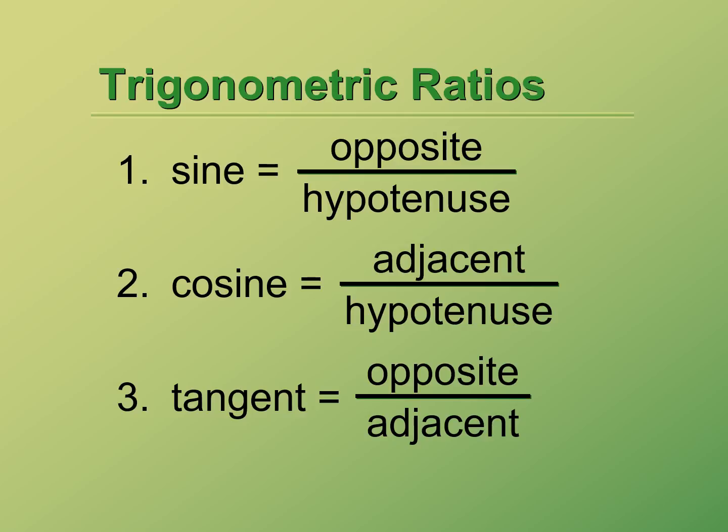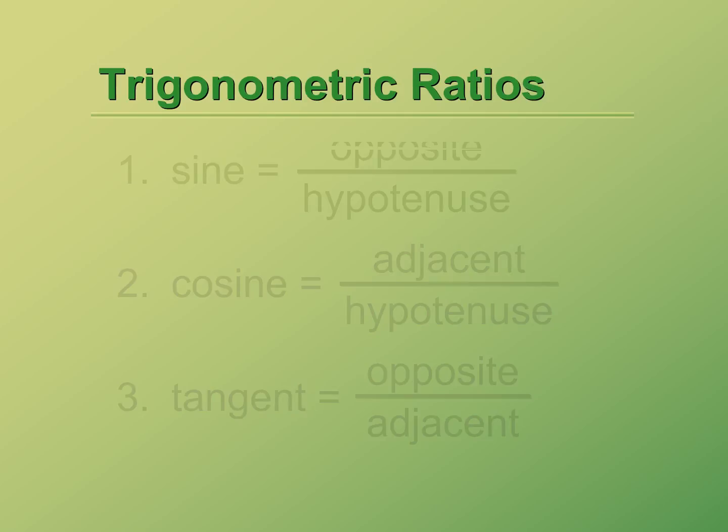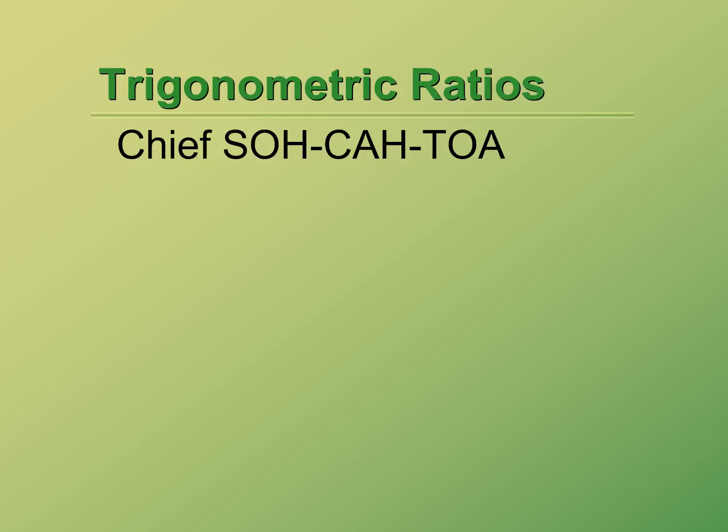And the third trig ratio is called the tangent. And tangent is opposite over adjacent. So there is a handy way to memorize the ratios of sine, cosine, and tangent. We call it SOHCAHTOA, so SOHCAHTOA.